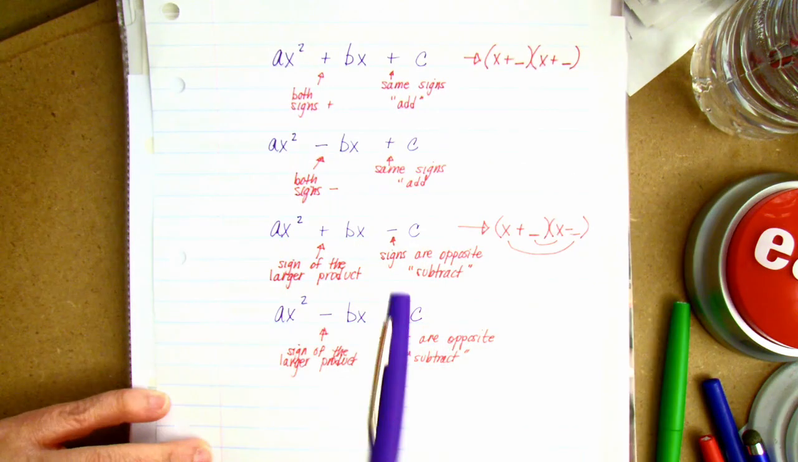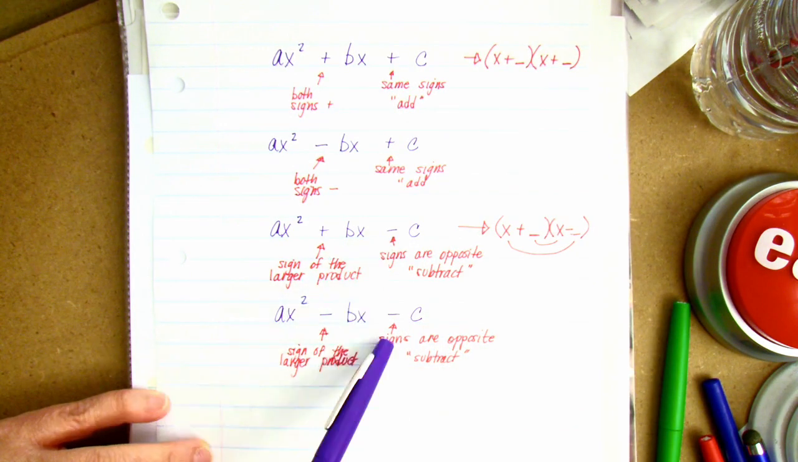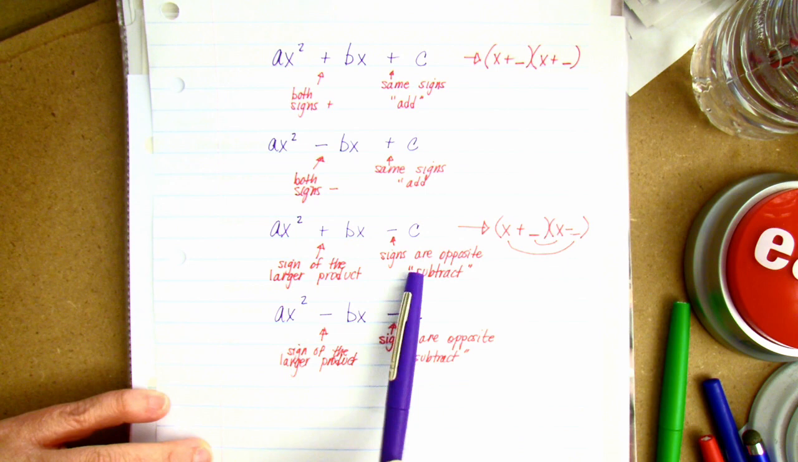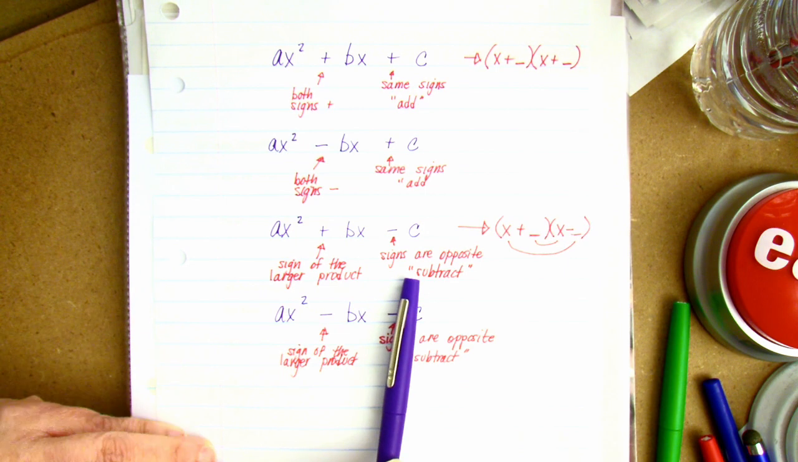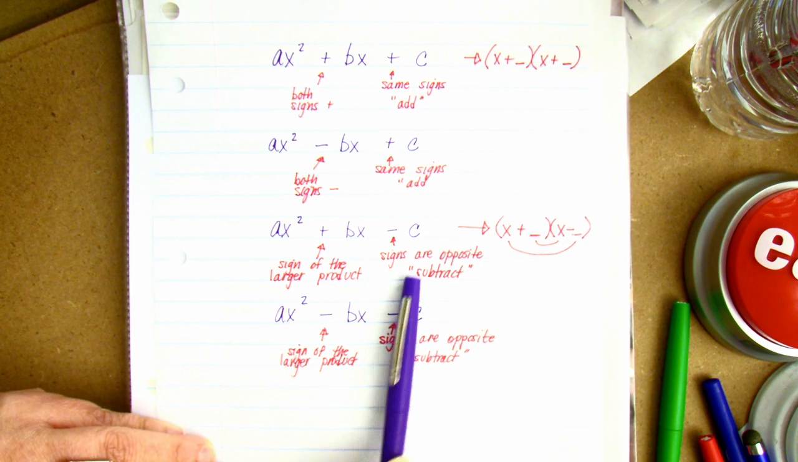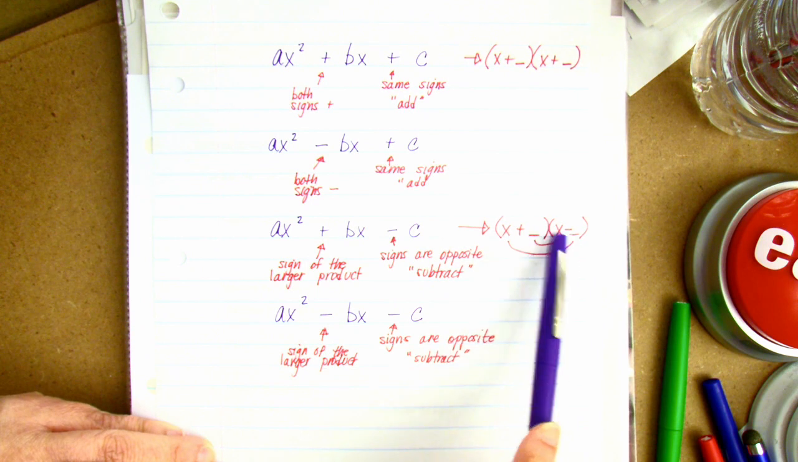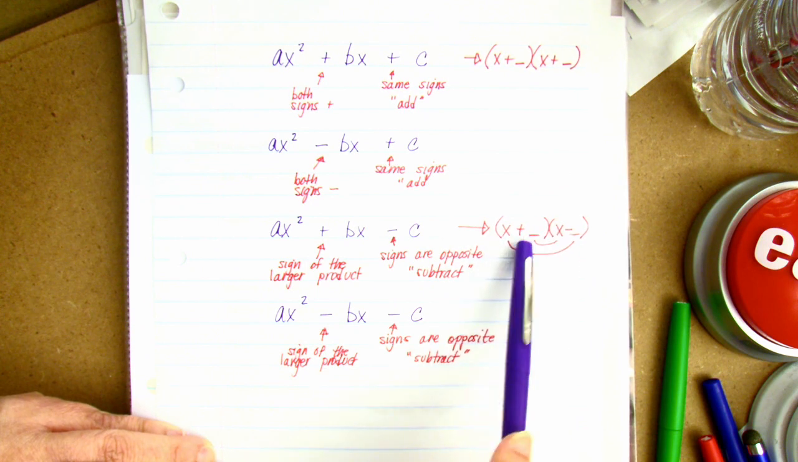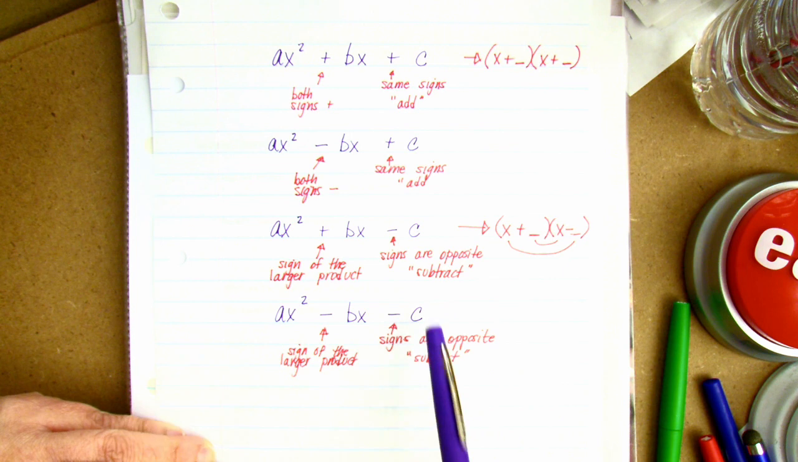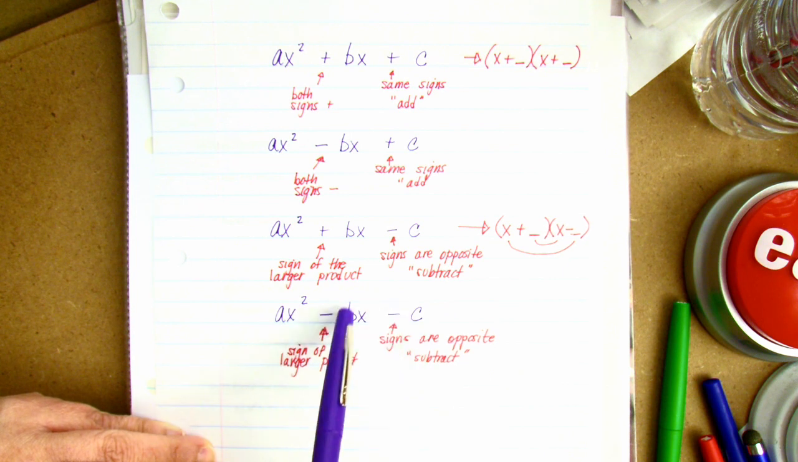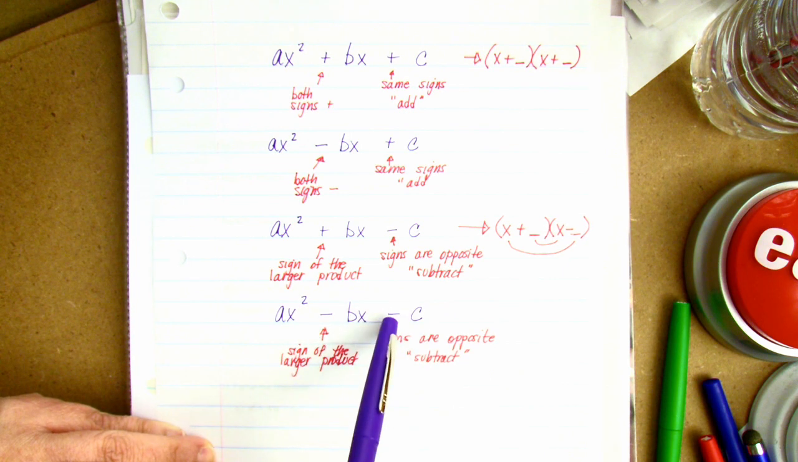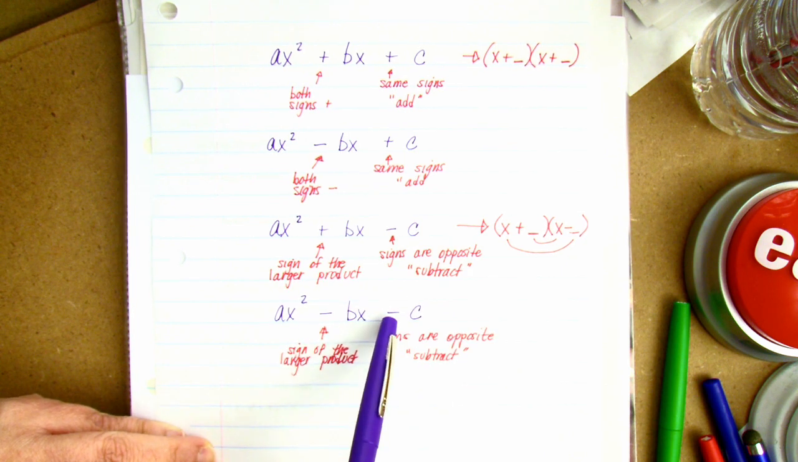Okay, when it's subtraction on the end, that means you're going to subtract your products. And the signs of your binomials are going to be opposites. One's going to be plus, one's going to be minus. And then again here, when I read this backwards, multiplies to C, subtracts to B. The signs are different. I'm going to subtract to get this value of B.